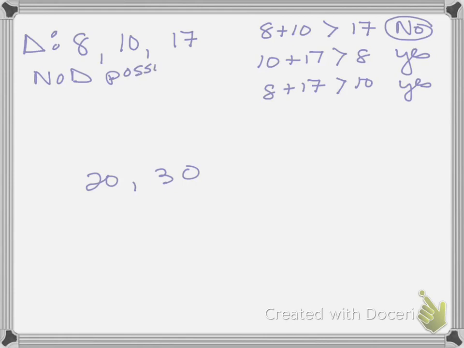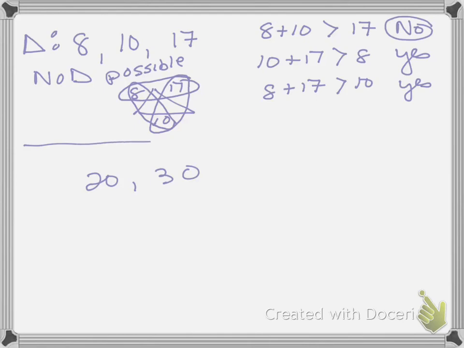Okay? A lot of times it's easier to go ahead and draw the triangle and put the numbers on it so that you know the first go around you would add 8 and 10, the second go around you would add 10 and 17, and the third go around you would add 17 and 8. So whichever way is easier for you, do that, but you have to do the math 3 times to make a determination.